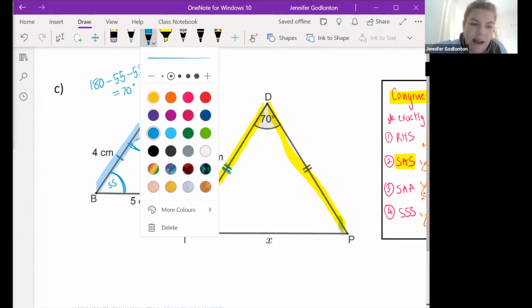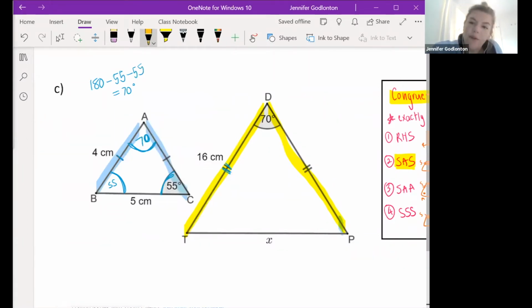Now let's look at our yellow triangle. We know that this is 70, and we know that this angle and this angle are the same as each other. So I can say 180 minus 70 is going to give me 110. That means that those two angles together have to give me 110 degrees. So if I want to know just one of them, I'm going to divide that by 2, and I'm going to see that they are each 55 degrees.